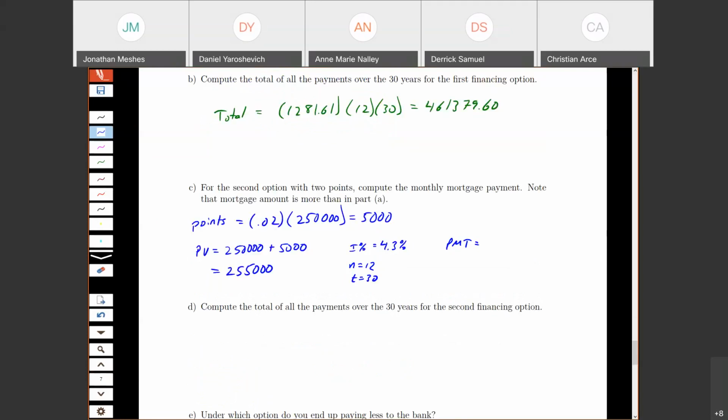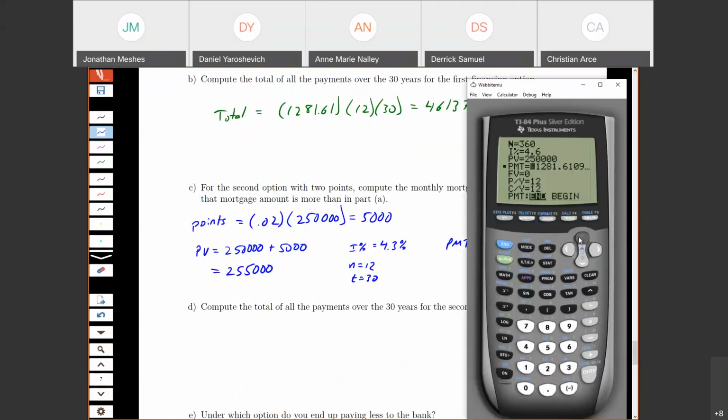So let's look at this. The N is the same, because it's still 12 times 30. Change this to 4.3%, and we change this to 255,000.